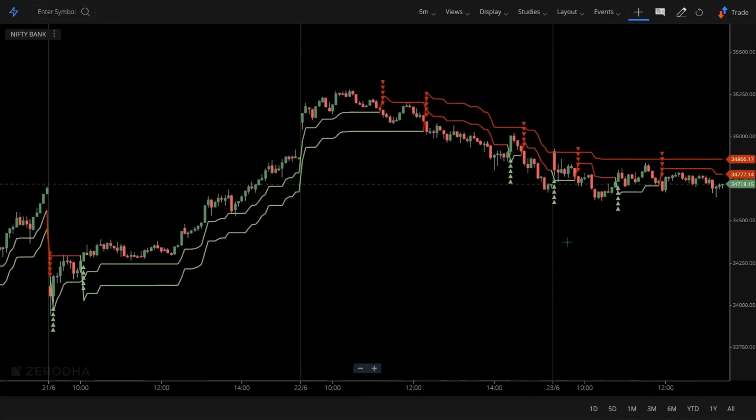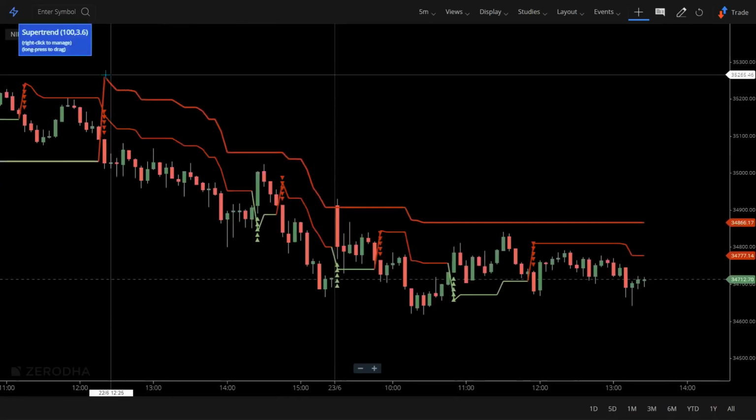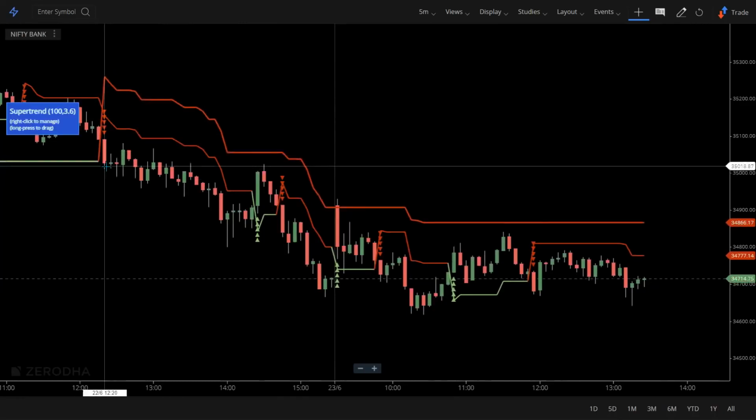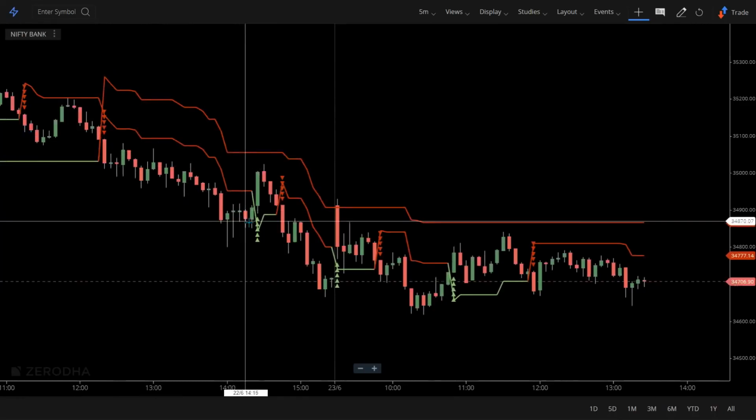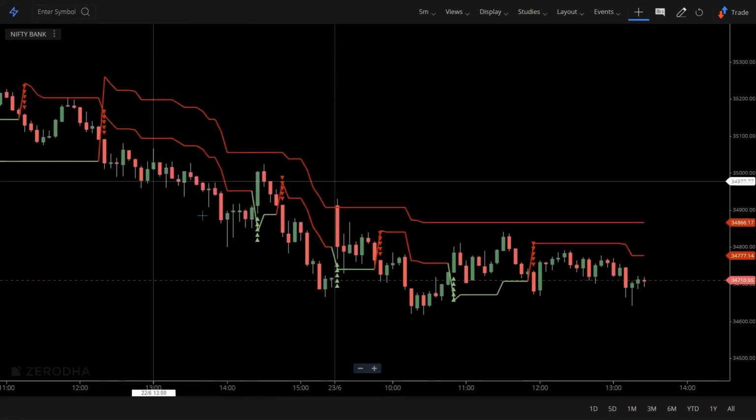It will give you where to enter and where to exit. So the entry will be when the two red lines start, and exit will be the moment you see the first green line, if it's in the downtrend.